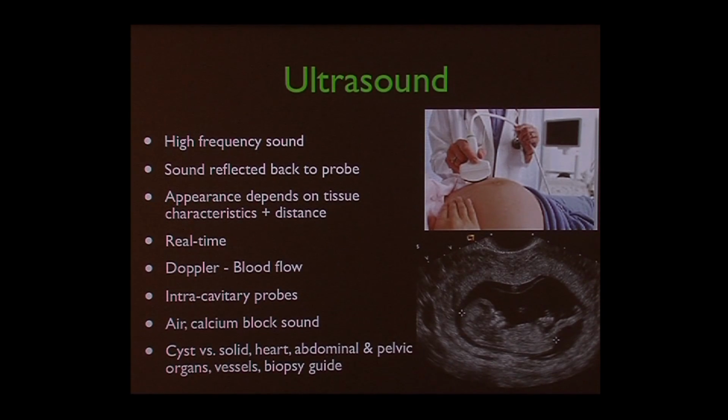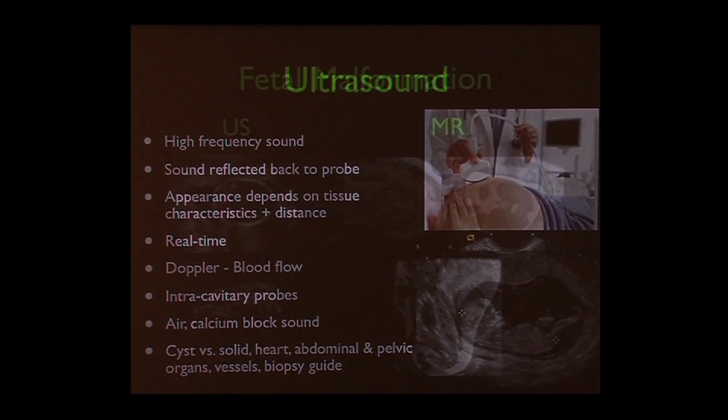There are also several intercavitary probes that get our ultrasound probes closer to the area of interest, whether it be in the rectum or the vagina or down the esophagus, et cetera. And it's very good for distinguishing cystic masses from solid masses, et cetera.